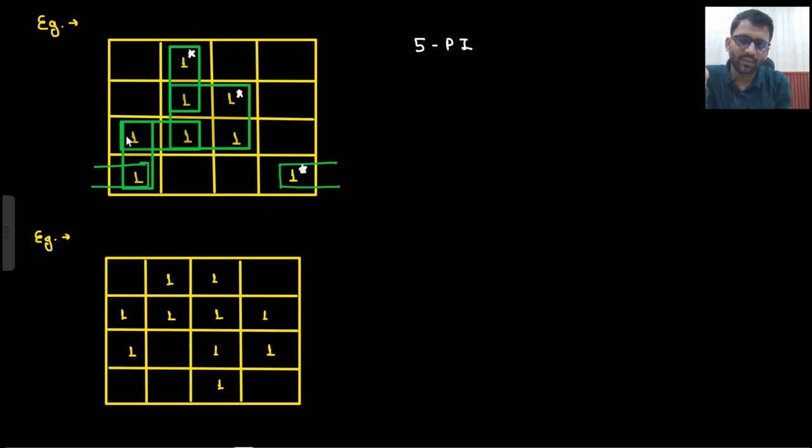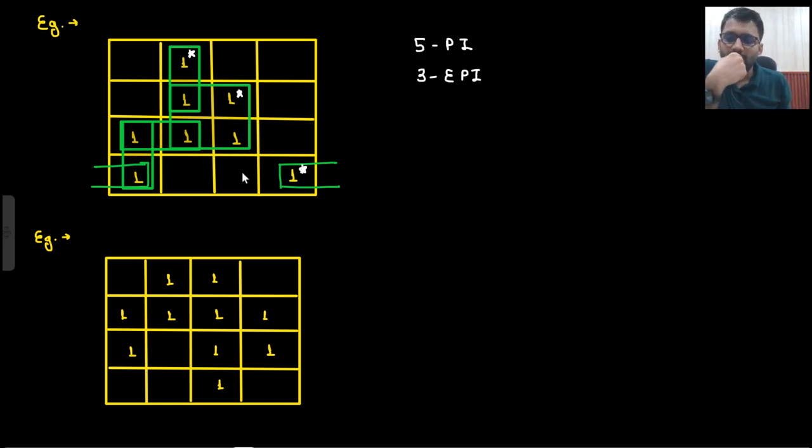If you go to this group, you can see that this one is involved with this one, and this one is involved with this group. If you go to this particular group, then you can say that this one is involved with this guy, and this one is involved with this guy. So both are involved in other groups. So this is also not an essential prime implicant. So 3 essential prime implicants are there. Now the rest 2 are left. Now these 2 will be what? Redundant prime implicant or selective prime implicant? That we need to check. Okay. So let's check that.